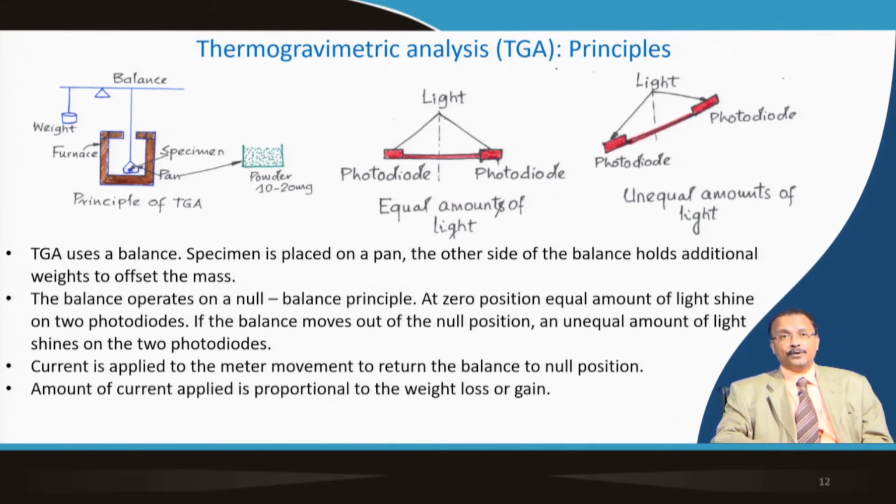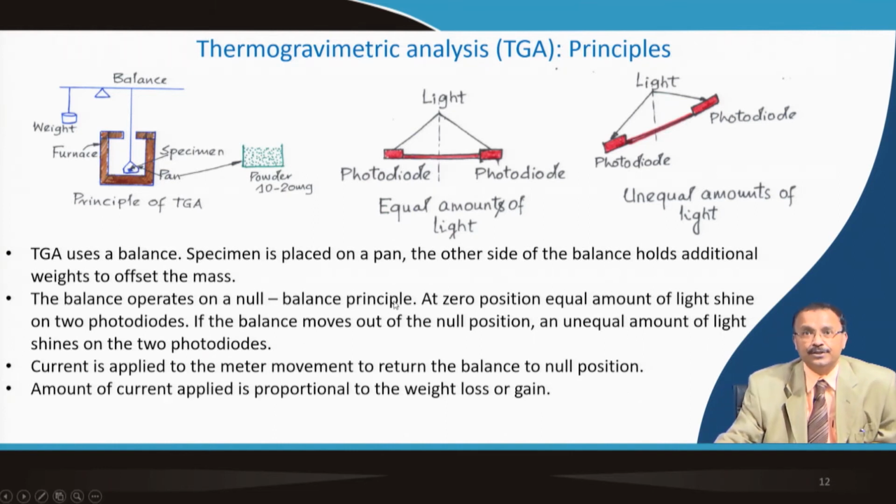TGA, thermogravimetric analysis, uses a balance. The specimen is placed on a pan, and the other side of the balance holds additional weight to offset the mass change because of the reaction that might have taken place in the sample during heating. The balance operates on a null balance principle.